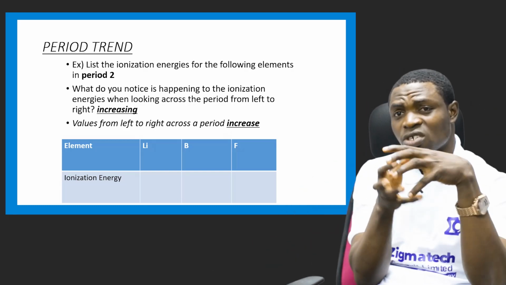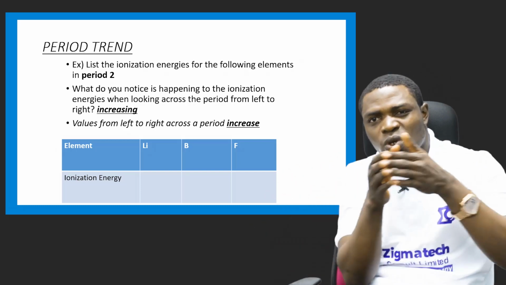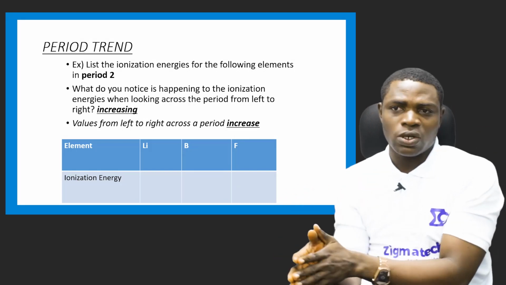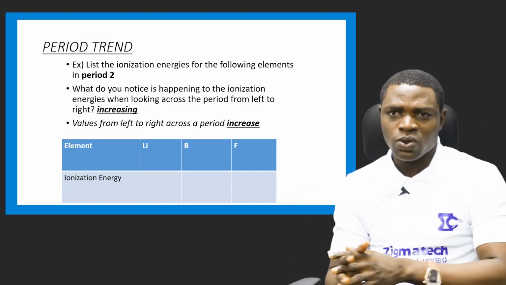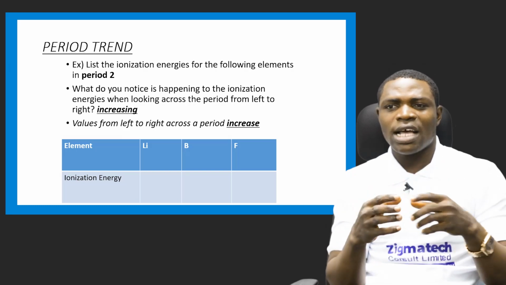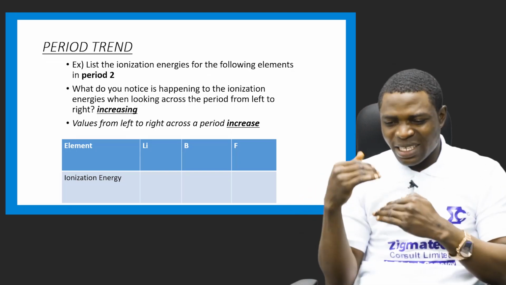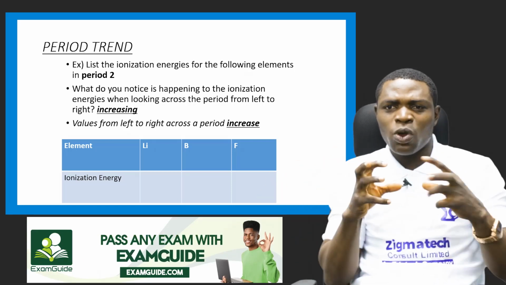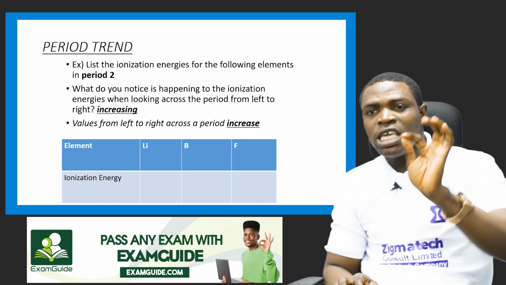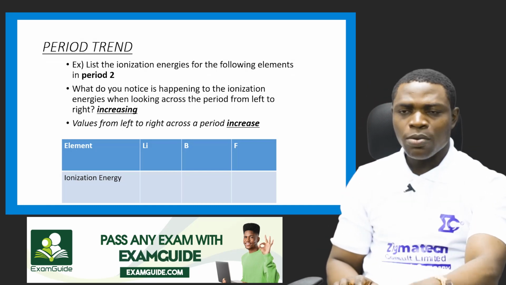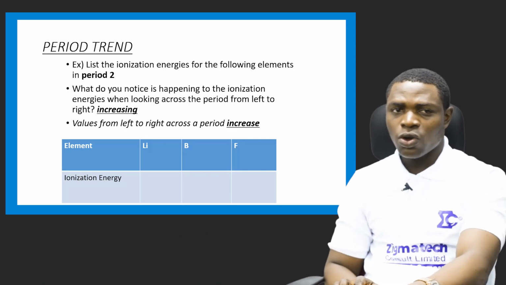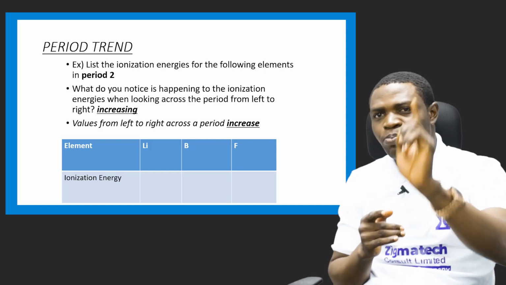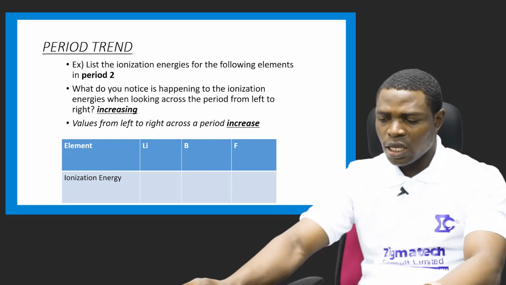You will see that if you are tracing the ionization energy, which is the total amount of energy required to remove the most loosely bound electron from the atom of a particular element, as you move from left to right, there's an increase from lithium to boron to fluorine. So if the ionization energy of lithium is 10, boron could be 15, and fluorine could be 20. So it increases only across the period, not down the group, across the period.